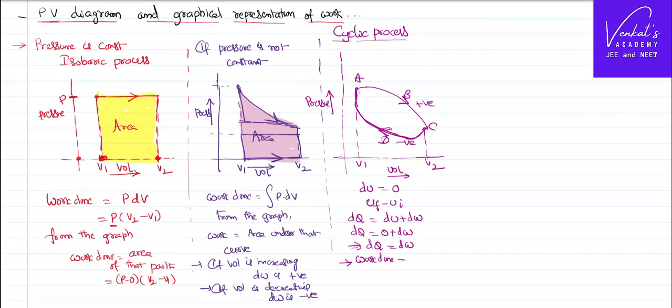Anyway, for the total work done, what I need to do is find out the total area. I'll write it here first. Total area under the upper curve ABC minus the total area under the lower curve CDA.